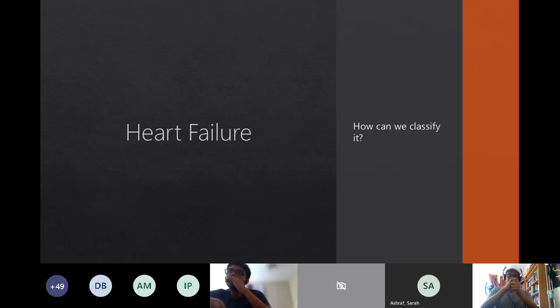Repeat the last bit. Lots of people asked if we can go over heart failure. So the most important question I'm going to ask is, how do you classify heart failure?